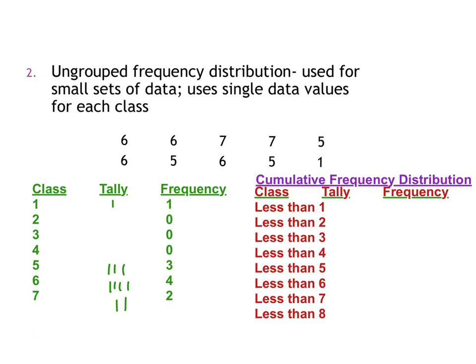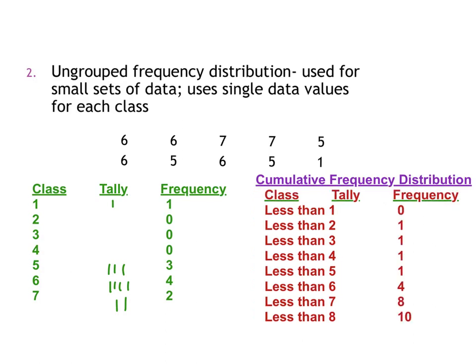What's going to be true about this last one, less than 8? They're all less than 8, right? So the total better be that one. Okay, so when you get to less than 8, it better include all of them. Let's take a look here, see what you had, if you had the same thing.